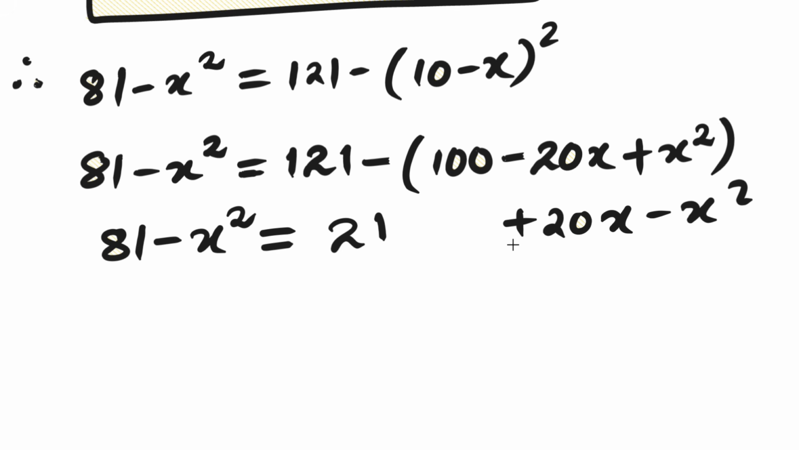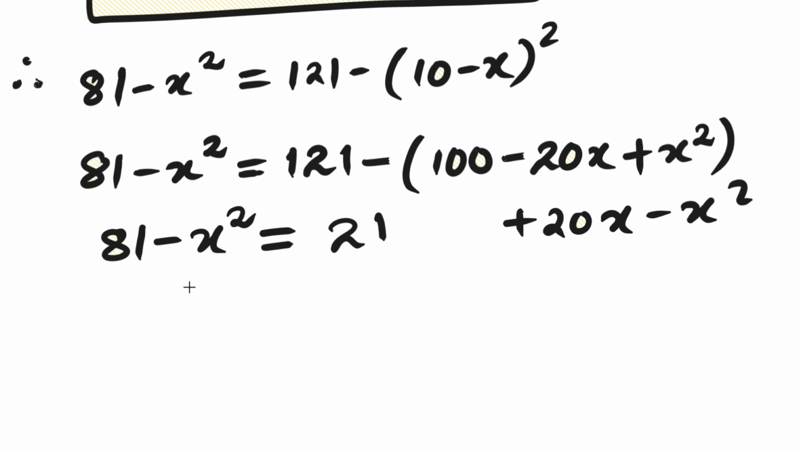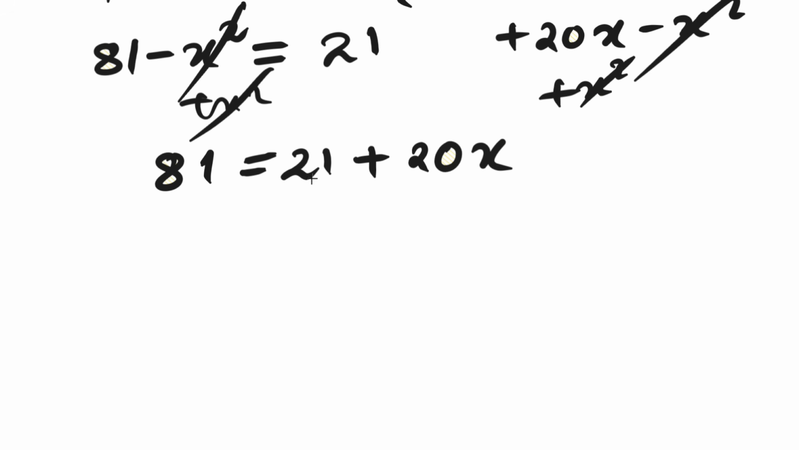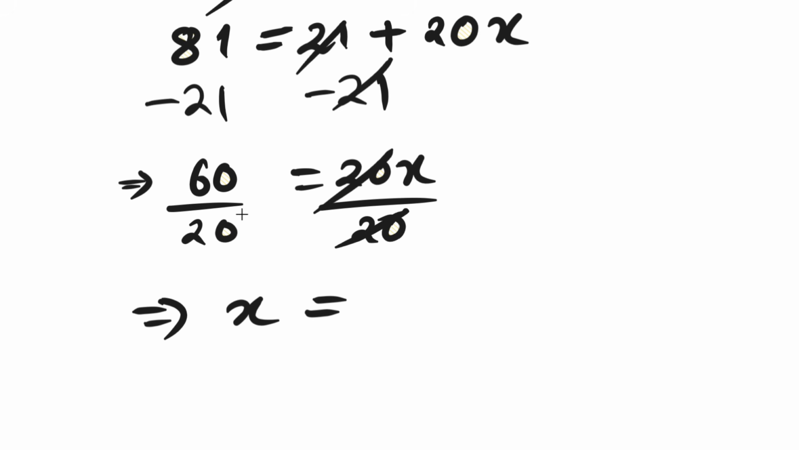Look carefully at both sides. There is a negative x squared on the left and another negative x squared on the right. We can add x squared to both sides and those terms cancel. That leaves us with 81 equals 21 plus 20x. Now subtract 21 from both sides. 81 minus 21 is 60. So we get 60 equals 20x. Divide both sides by 20, and we find that x equals 3.